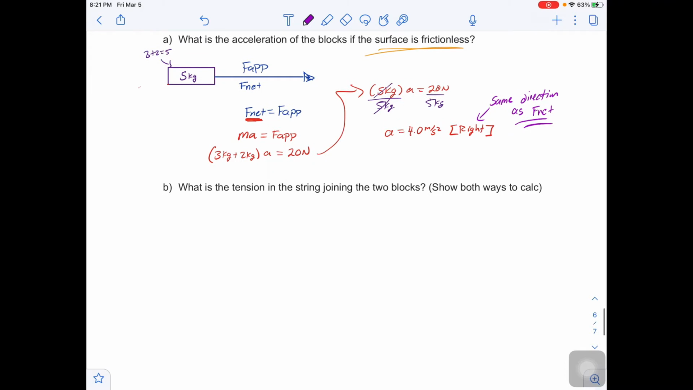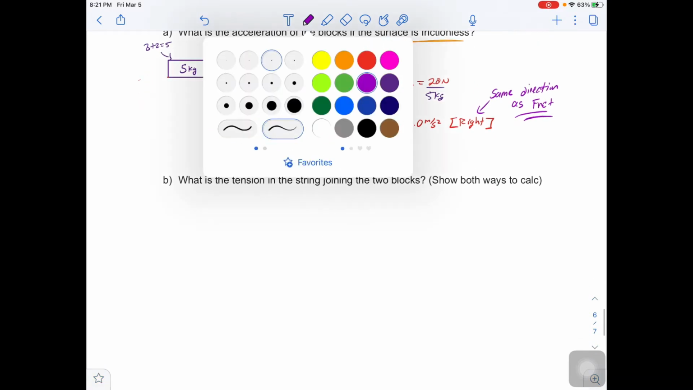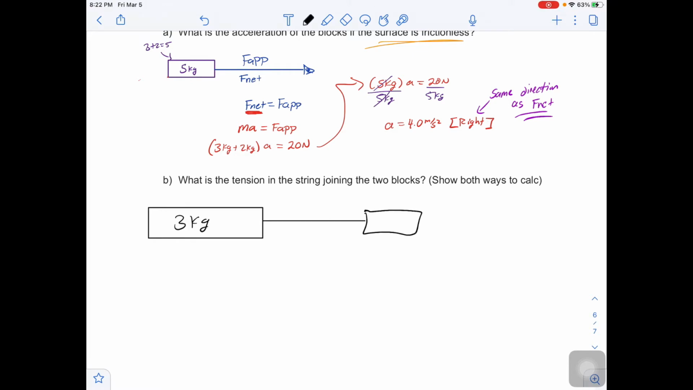Now let's do a little bit more of a difficult question. What is the tension in the string joining the two blocks? Let's now draw this diagram out just so we can analyze it down here. We've got our 3 kilogram, and then our 2 kilogram, and then our F applied here. Now, what is the tension in the rope joining the two blocks? So remember the things about tension.